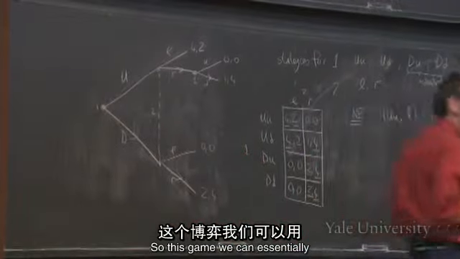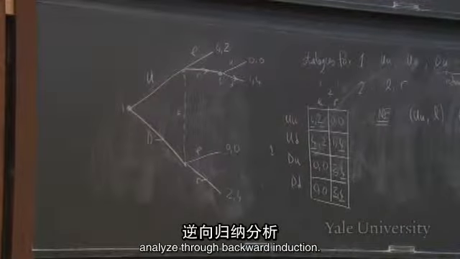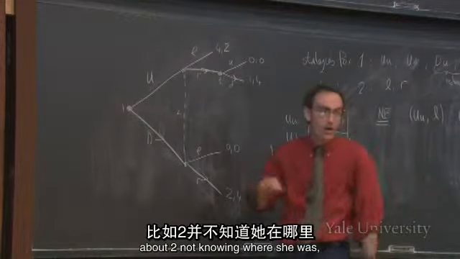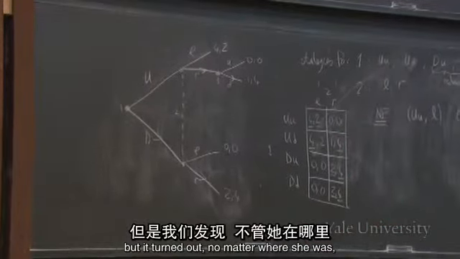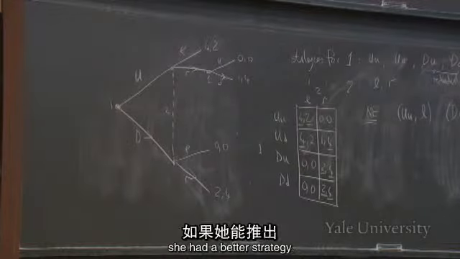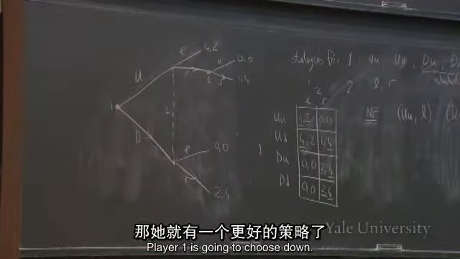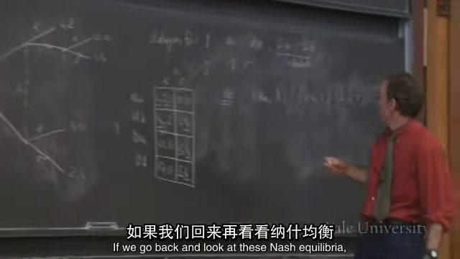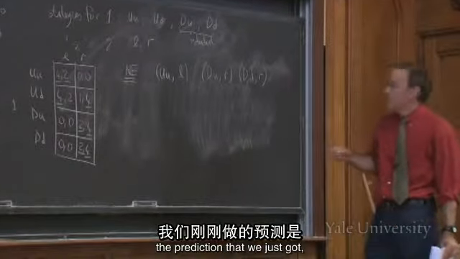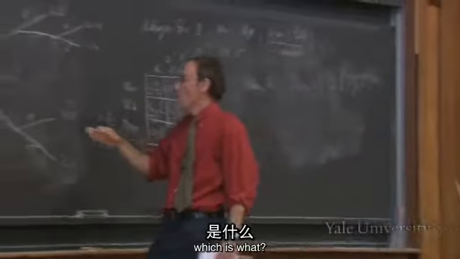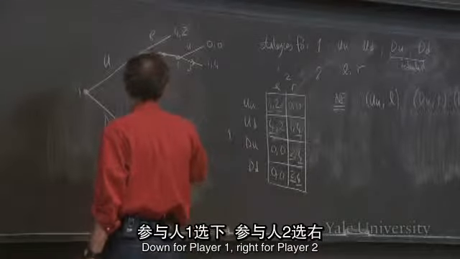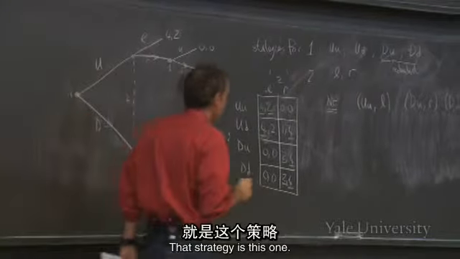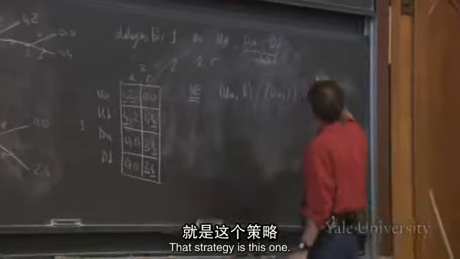So this game we can essentially analyze through backward induction. It's not quite backward induction, because we had to add in this little piece about two not knowing where she was, but it turned out no matter where she was, she had a dominant strategy, and she had a better strategy once she figures out that player one is going to choose down. Is that right? If we go back and look at these Nash equilibria, the prediction that we just got, which is what? Down for player one, right for player two, and then down again for player one, right? That strategy is this one.